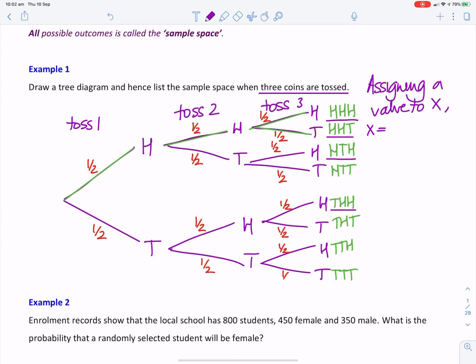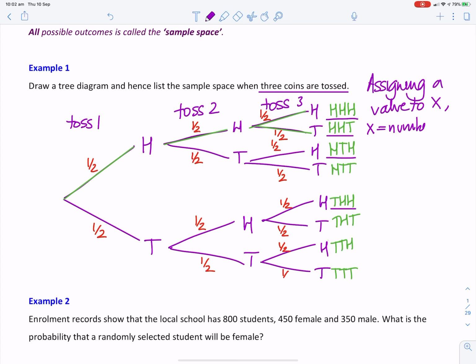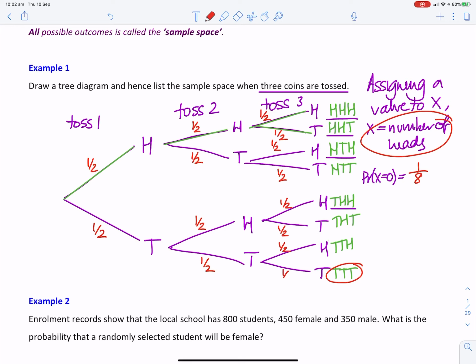And x is either the number of heads or the number of tails. So if I said x is the number of heads, what's the probability that x equals 0? That would mean I have 0 heads, which occurs 1 out of 8 times. If I said what's the probability that x equals 1, well, I want to have 1 head, which happens 3 out of 8 times.